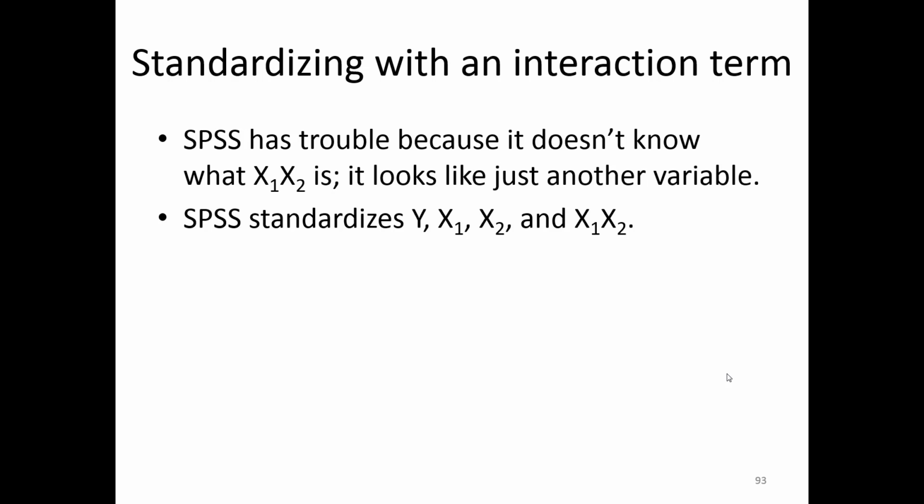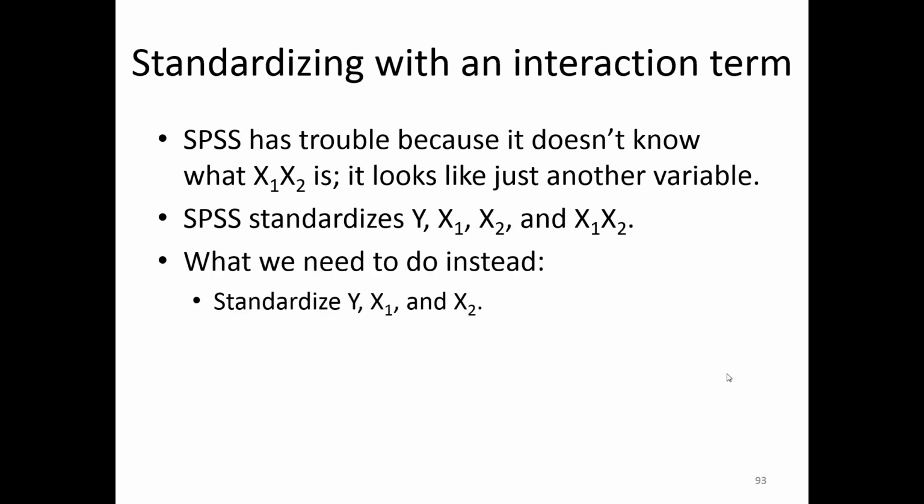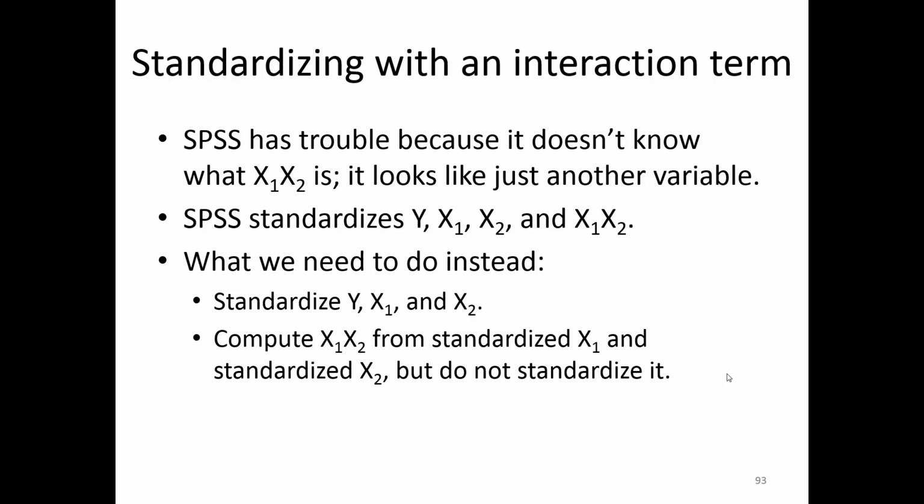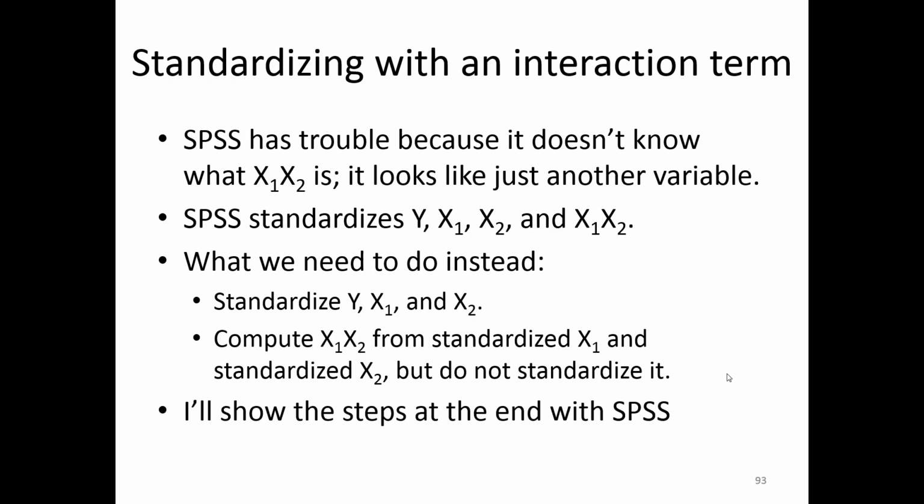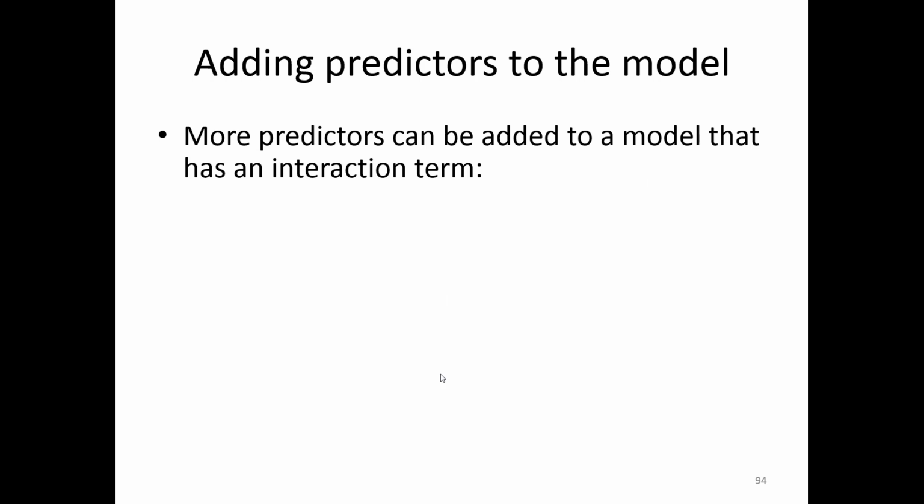So what SPSS does is standardize y, x1, x2, and then x1 times x2. What we need to do instead is standardize all three variables, the outcome variable and the two predictors, and then compute that interaction term from the standardized lower order predictors, but don't standardize it itself. Okay, so I'll show the steps at the end. And then of course, if we've manually standardized all the variables, then we just look at the unstandardized coefficient results.